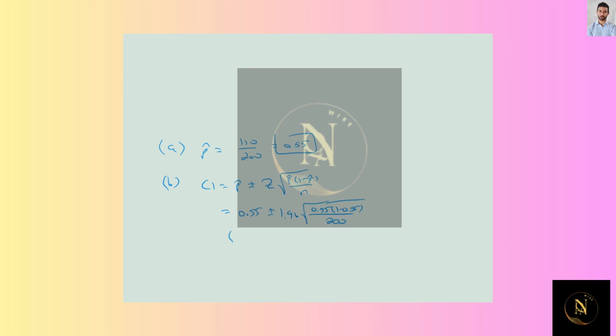And so our lower boundary is found by subtracting: 0.55 minus 1.96 times the square root of 0.55 times 1 minus 0.55 over 200. And that's 0.4811. I'll go to 4 decimal places and you can reduce that if needed. Then the upper boundary is 0.6189.